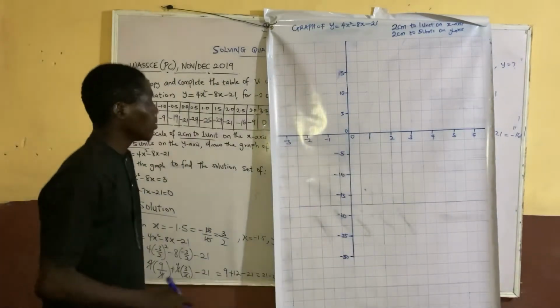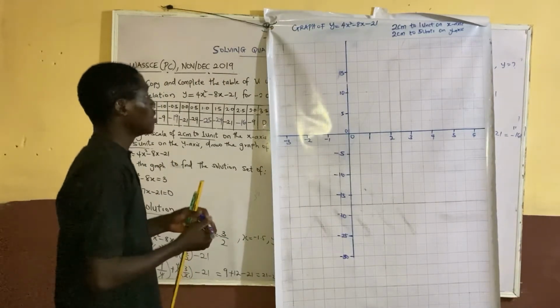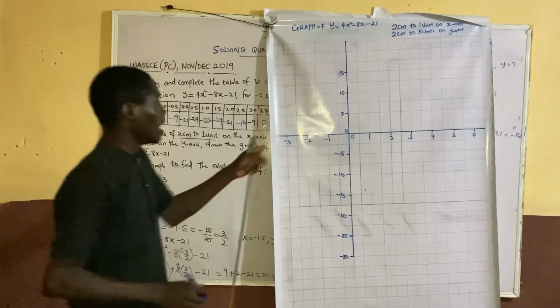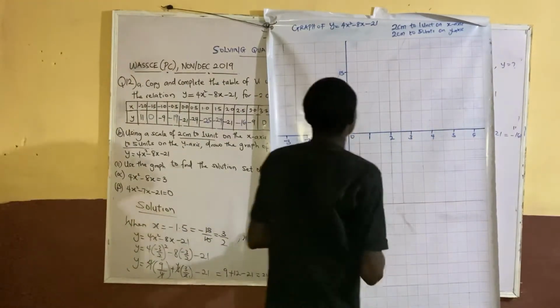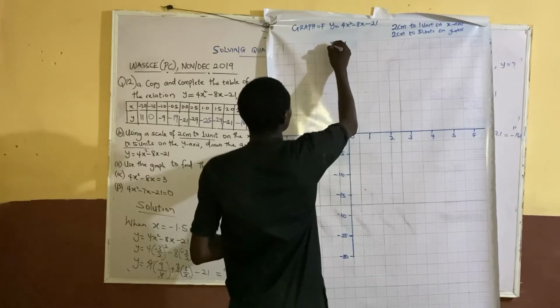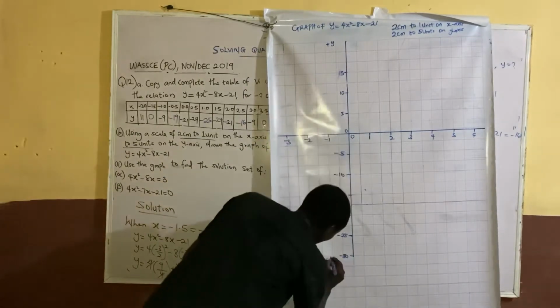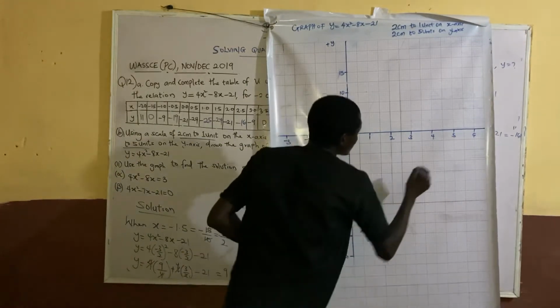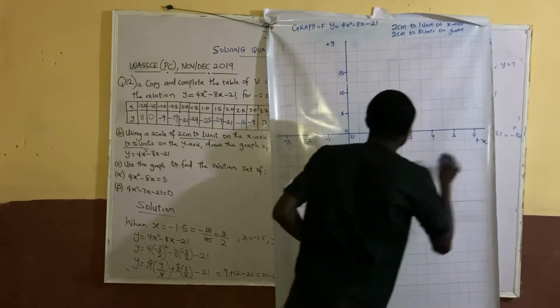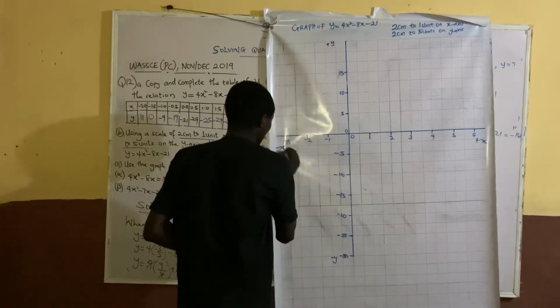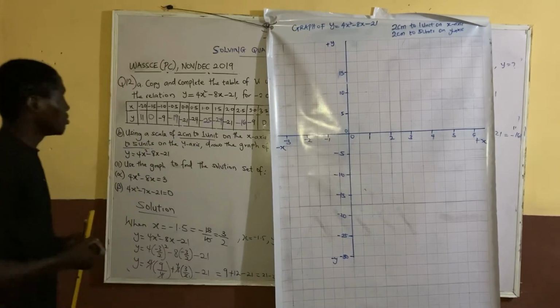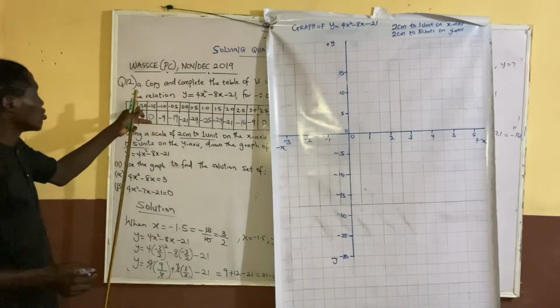So here we have successfully drawn out our vertical and horizontal axes. And we label this one positive y, this negative y, positive x, then this is x. So now the first value here is minus 2.0.